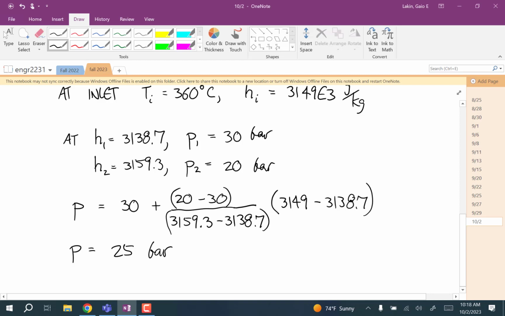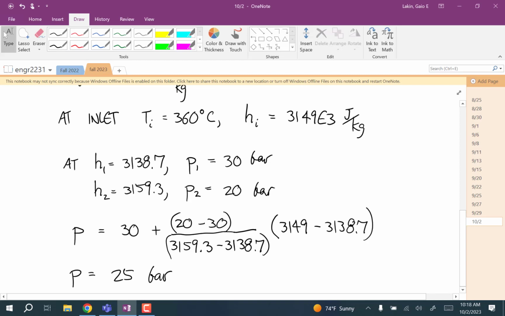Which means that if you would have noticed that 3149 is exactly the midpoint of those two, then you would have known it was exactly the midpoint of the two pressures. I didn't notice that, so I went through the calculation.